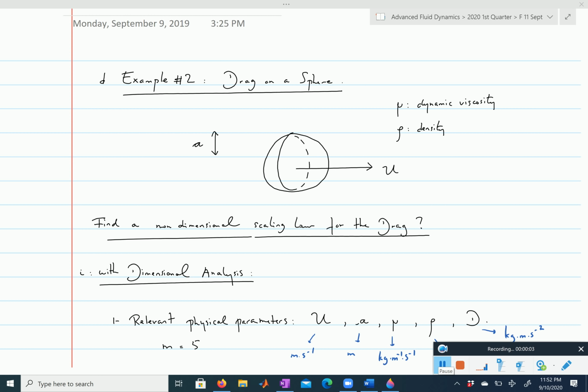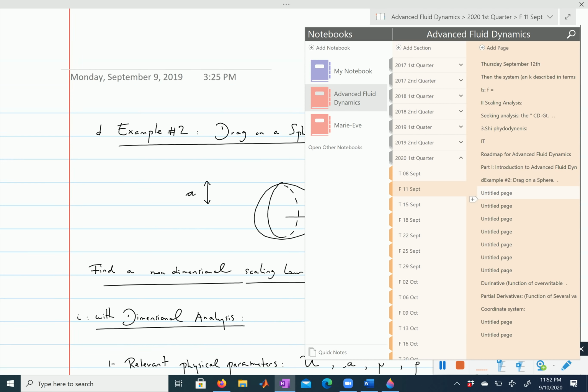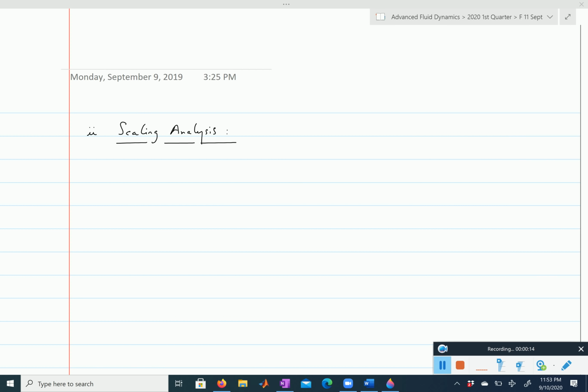In this section, we will look at the same problem of a drag on a sphere, but this time with scaling analysis. Okay, so here the problem is still exactly the same, and we want to find a non-dimensional scaling law for the drag.